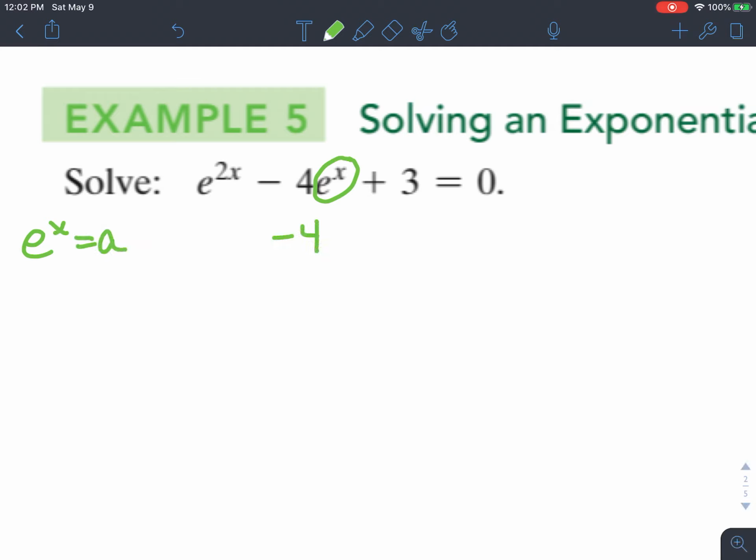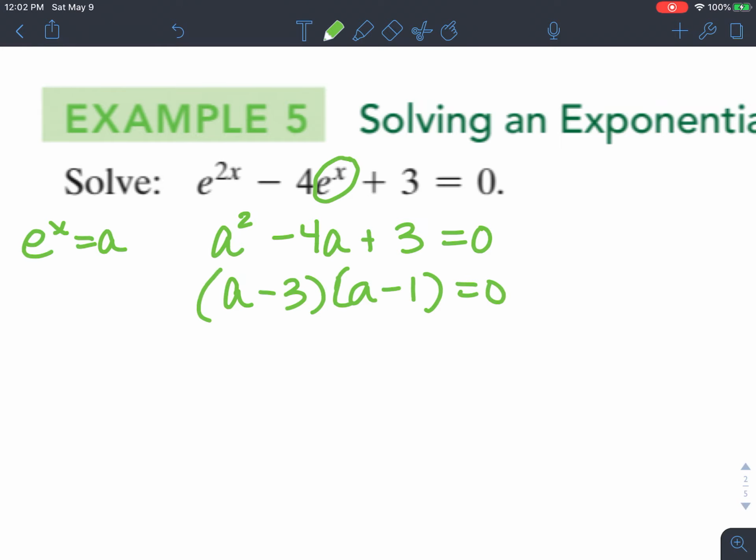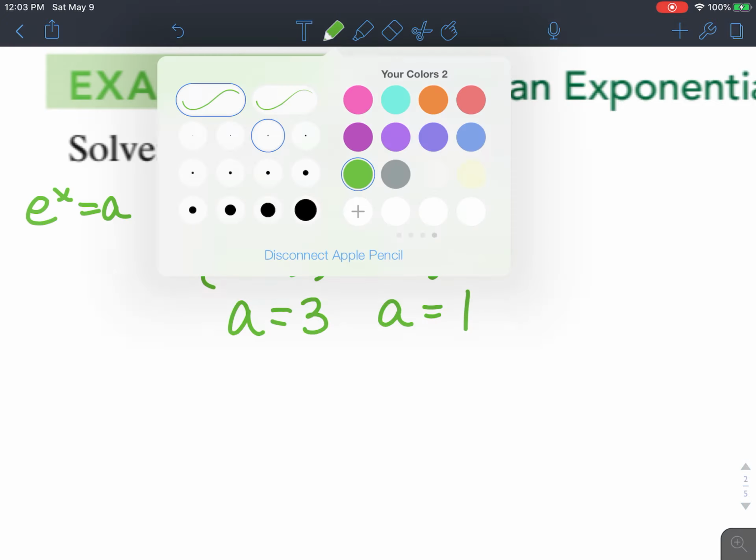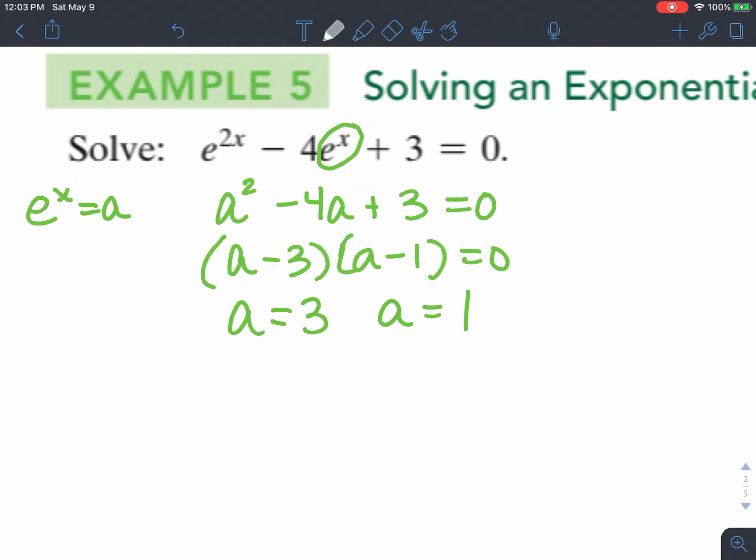So that's going to make that middle term negative 4a plus 3 equals 0. That's going to make e to the 2x actually just a squared, because if you had e to the x to the 2, that's e to the 2x. Now this is easy for you, right? Just a little factoring problem. a equals 3, a equals 1, but a wasn't for real. We made up a. a is really e to the x. So then we replace the a's with e to the x.